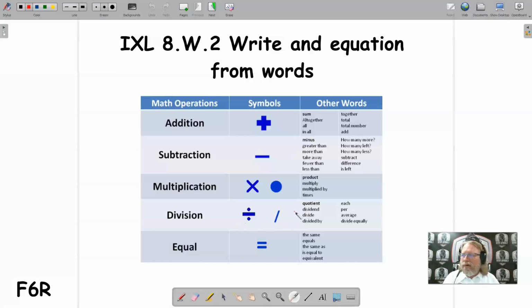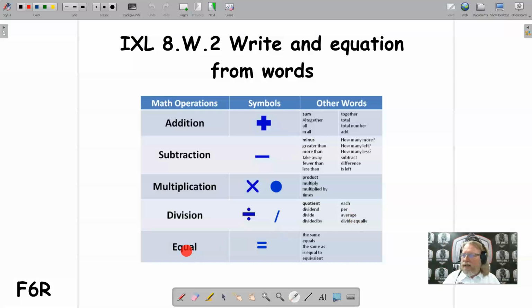But words that we use for division are words like quotient, dividend, divide, 5 divided by, well, I guess that won't work out too well, not a whole number, 6 divided by 3. Each, how many for each? If we're breaking a group of something into equal size groups, we don't know how much each, you'd have to divide. We divide to find averages, or we divide equally.